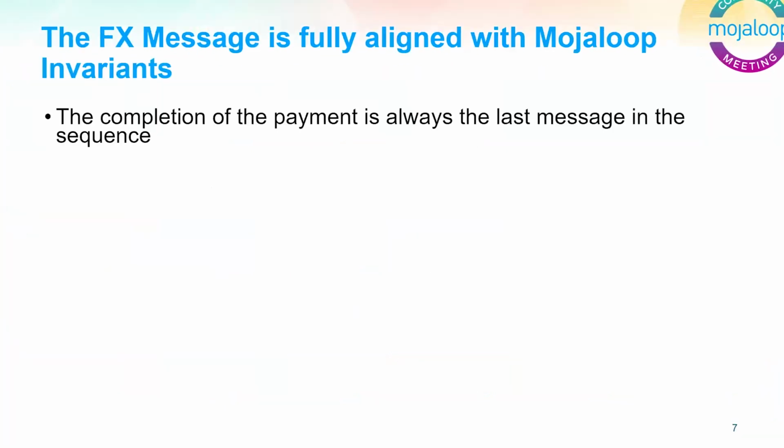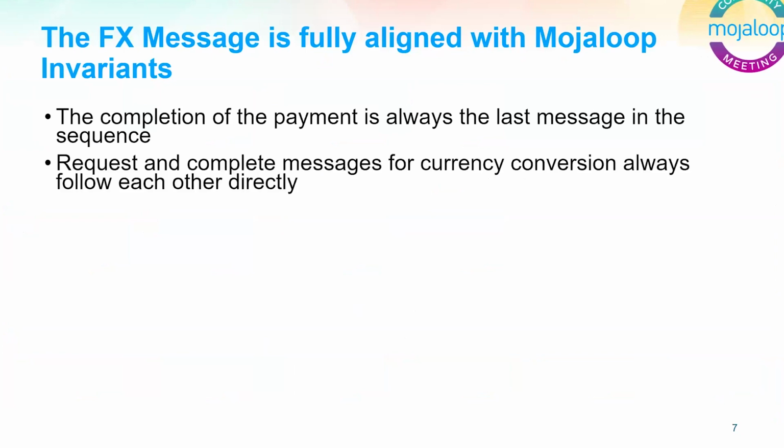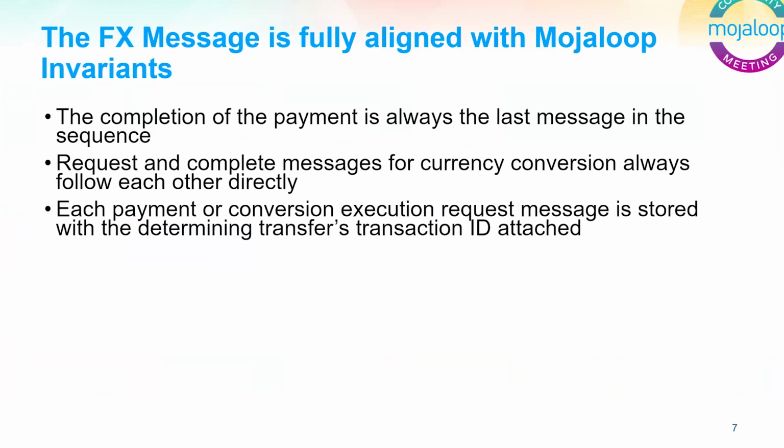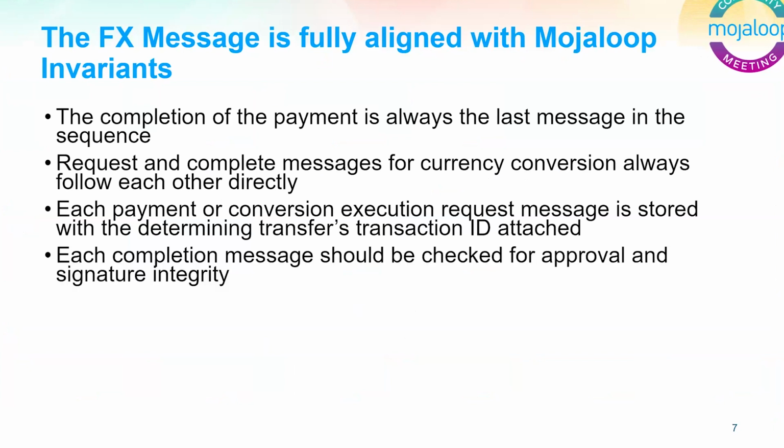Now, we are fully aligned with Mojaloop invariance. The completion of the payment is always the last message in the sequence. The request and complete messages for currency conversion always follow each other directly. Each payment or conversion execution request message is stored with what we call the determining transfer's transaction ID attached. That is the payment which must succeed in order for the conversion to succeed. And each completion message should be checked for approval and signature integrity.